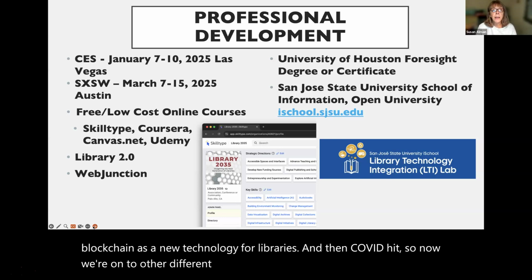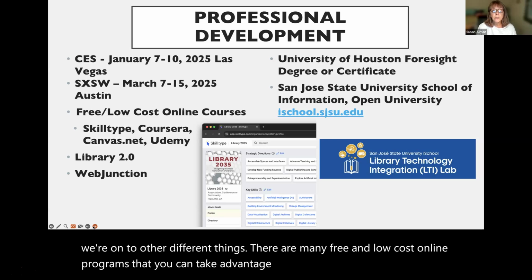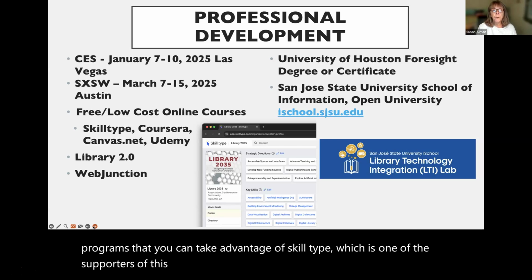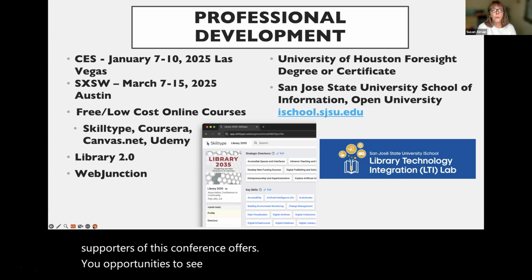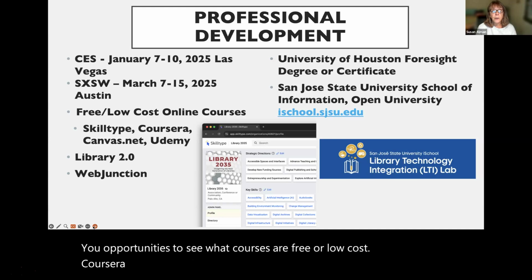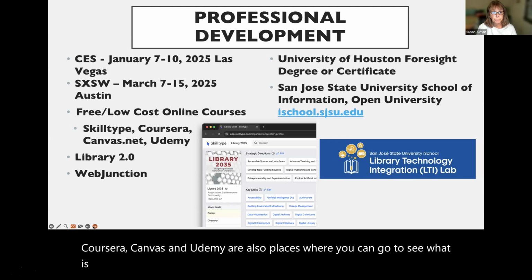There are many free and low-cost online programs that you can take advantage of. Skill Type, which is one of the supporters of this conference, offers you opportunities to see what courses are free or low cost. Coursera, Canvas, and Udemy are also places where you can go to see what is new and upcoming.